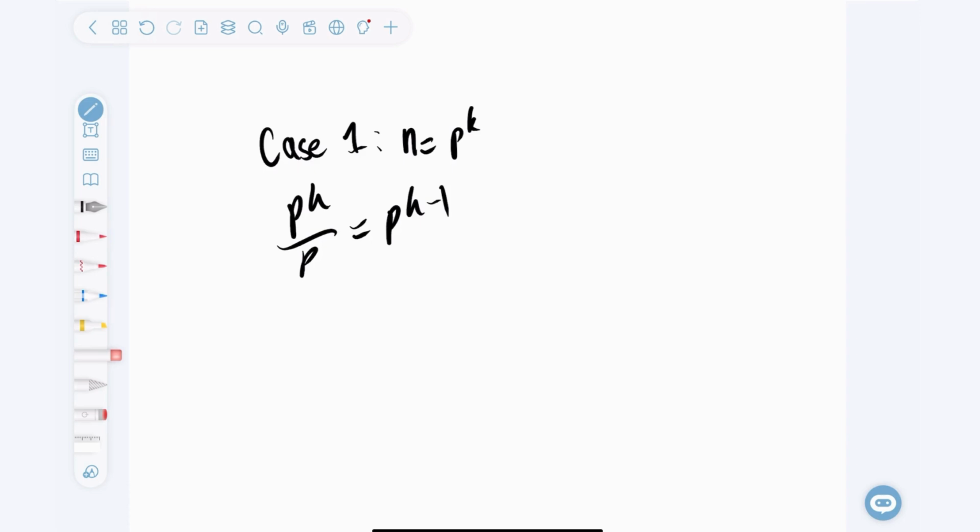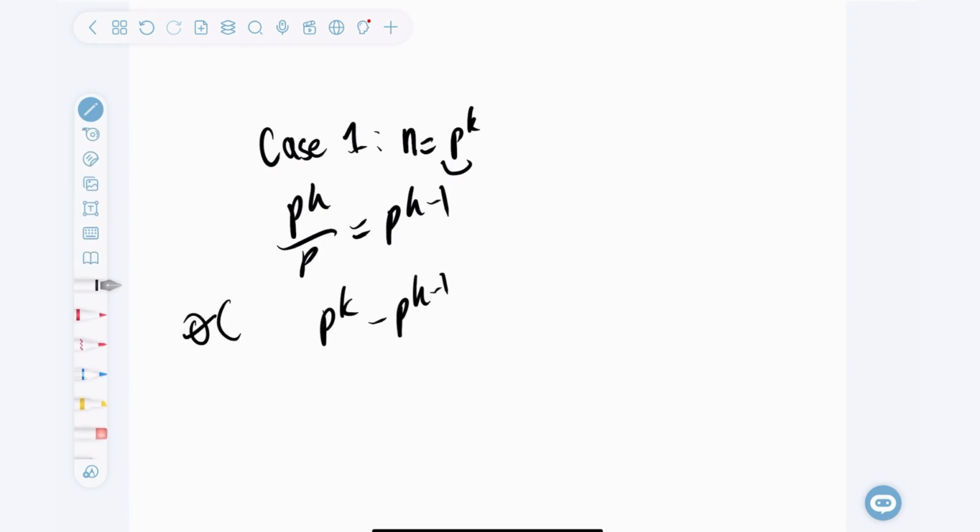So to find the integers that are co-prime to p to the k, we can just subtract the numbers that are not co-prime from the total number of integers that we have, which is p to the k. So p to the k minus p to the k minus 1 is the number of integers that are co-prime to p to the k. And we can further factor out this p to the k term, giving p to the k times (1 minus 1 over p), which follows our formula from earlier.